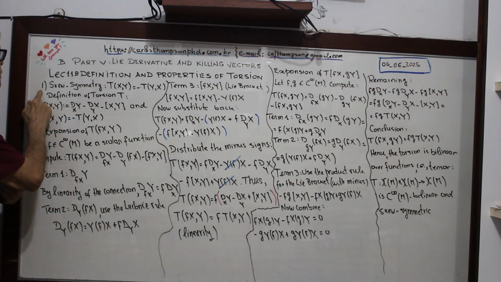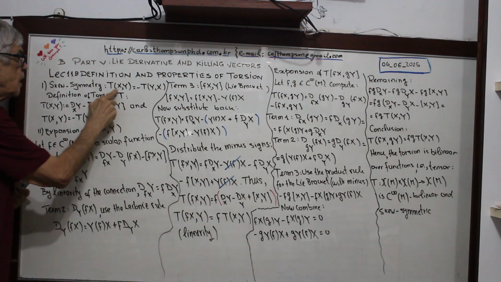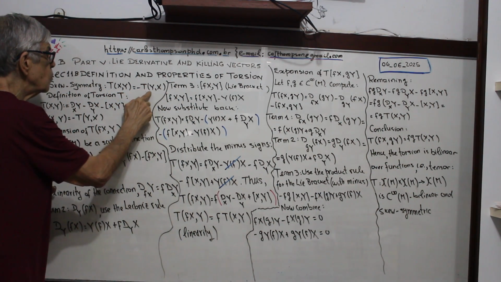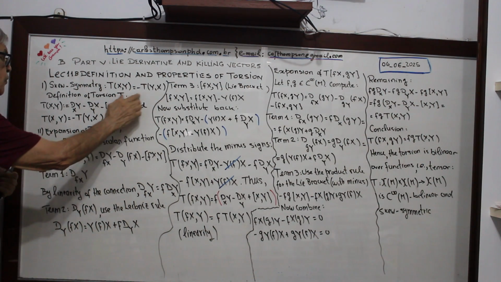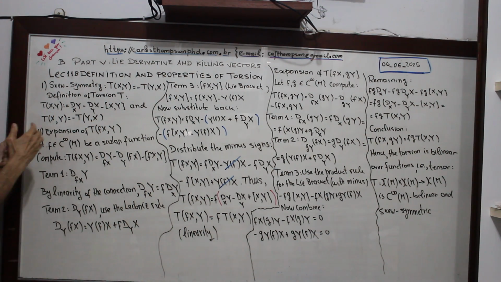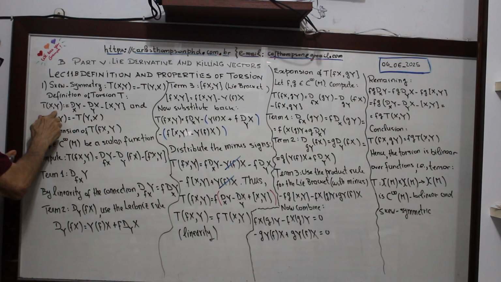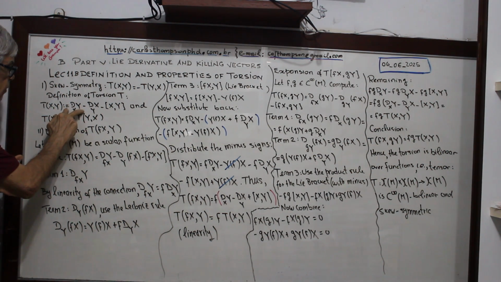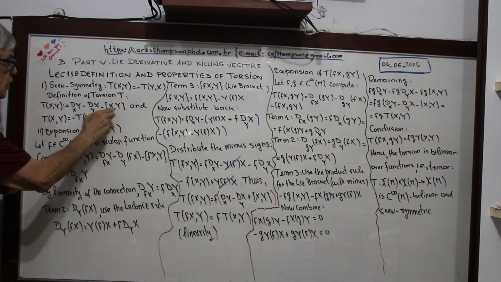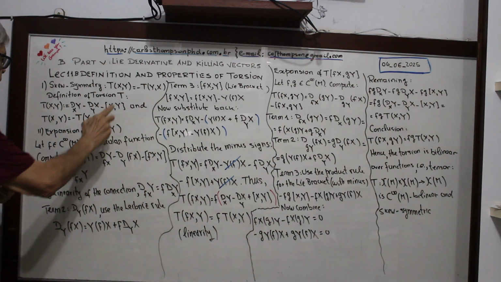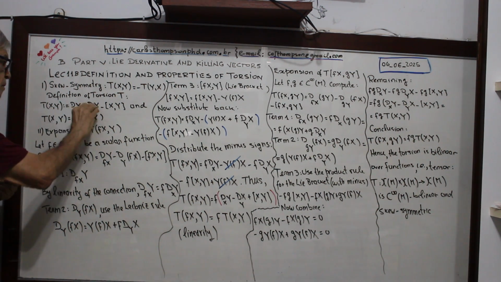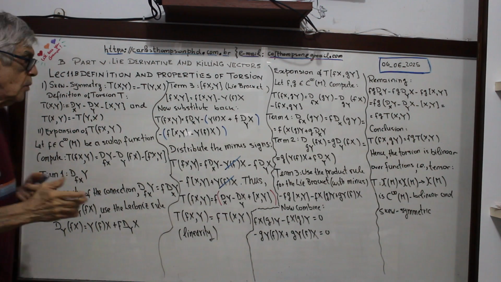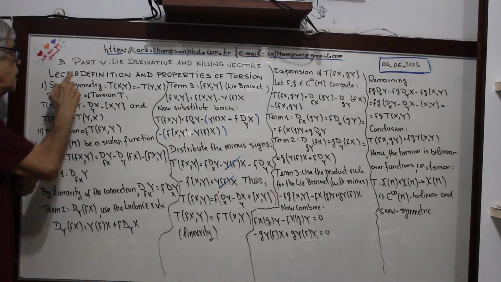Now, first, skew symmetry. T(x,y) is equal to minus T(y,x). So the torsion is skew symmetric. And the definition of torsion, as we defined in the previous lecture, T(x,y) is the covariant derivative, and this is a Lie bracket. And T(x,y) is equal to minus T(y,x). This was derived in lecture 11a.